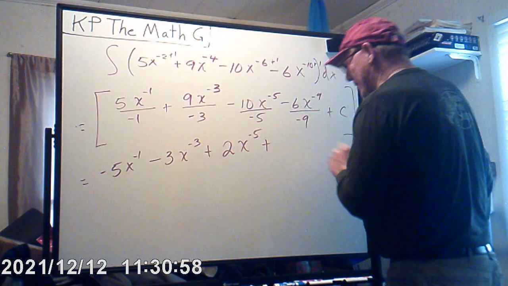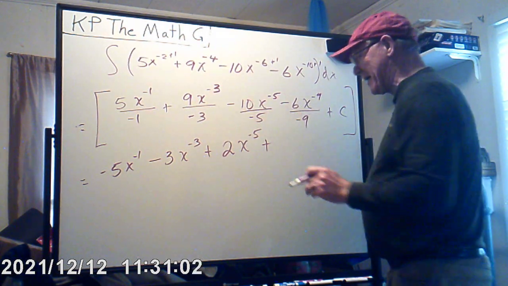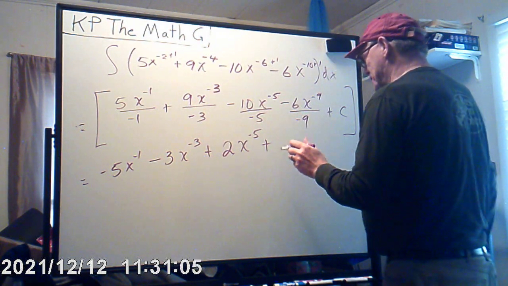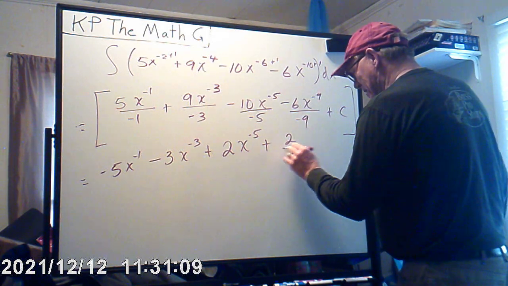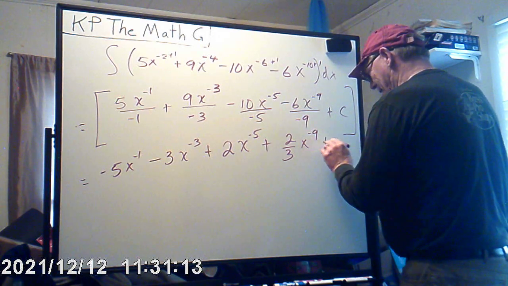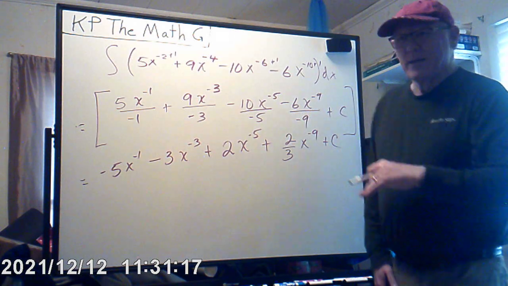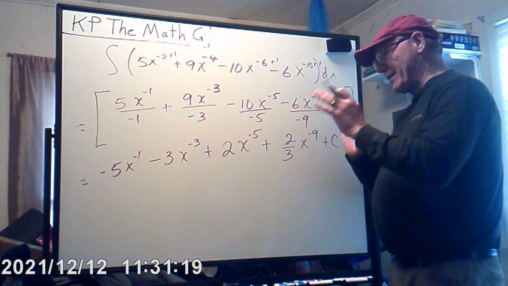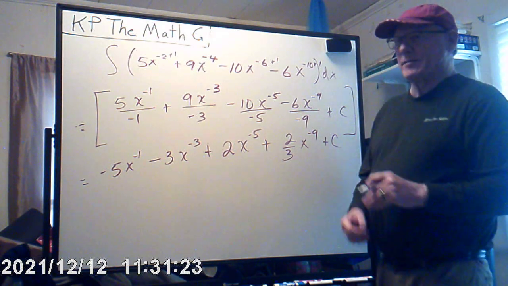Alright, so plus, here we go. 6 over negative 9 is negative 6 over 9. We can reduce that to 2 over 3. So negative 2 over 3, x to the negative 9. Add that plus c on the end, otherwise you're not going to get the point. Especially if you do all this integrating and it looks really good and you don't put the c there, you don't get the point.